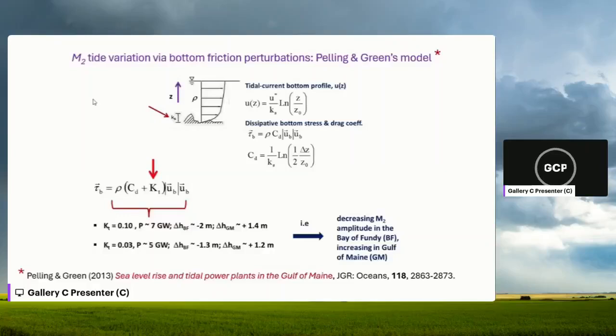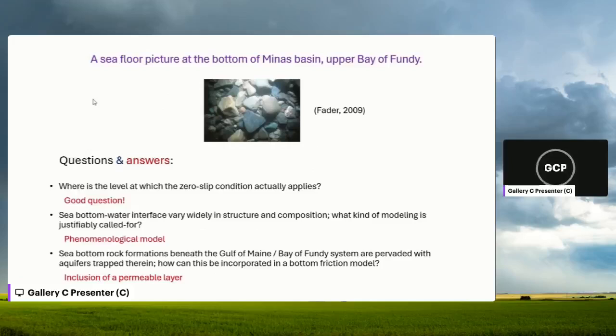So they found out that, yes, you extract energy out of the bottom in the Bay of Fundy, so that your tides there are going to decrease, but they are going to increase into the Gulf of Maine, right? So that leads us to ask a few hard questions.